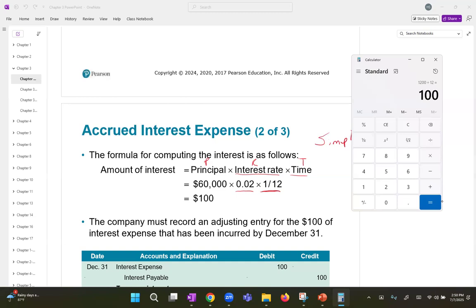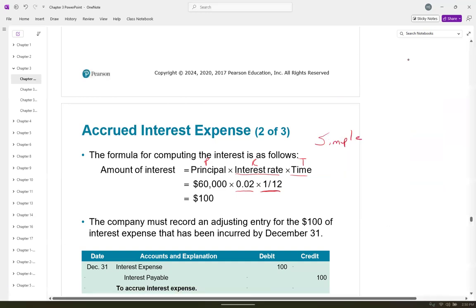We'd get the same thing, but sometimes these fractions will create a little bit of rounding error. If you put it in your calculator like that for the next one, it will help your rounding errors that you're going to have. Okay. So $100 worth of interest is all we're going to accrue for this. That's a really cheap interest rate.